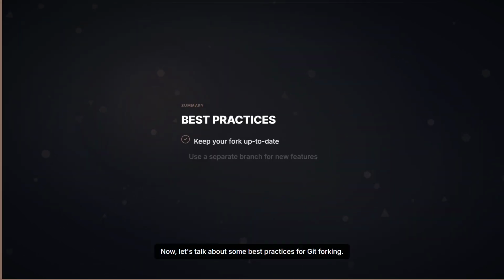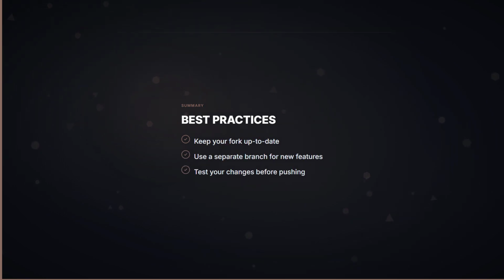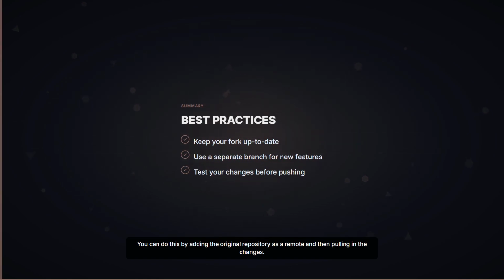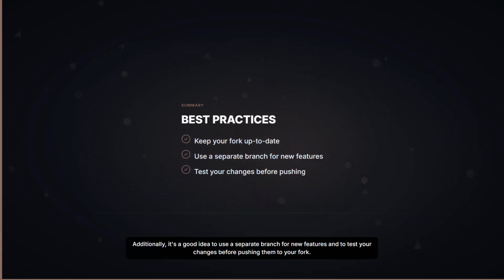Now, let's talk about some best practices for Git forking. One of the most important things is to keep your fork up to date with the original repository. You can do this by adding the original repository as a remote and then pulling in the changes. Additionally, it's a good idea to use a separate branch for new features and to test your changes before pushing them to your fork.